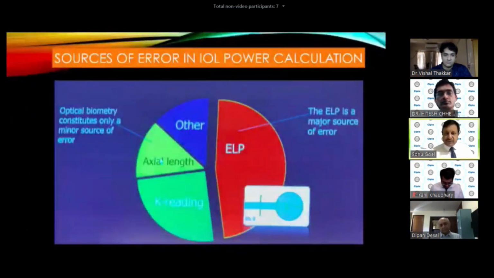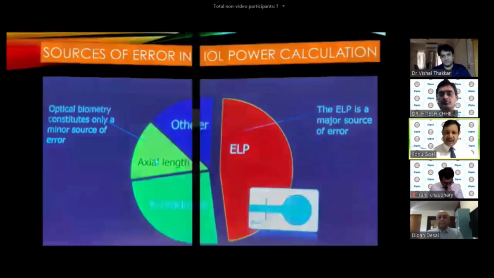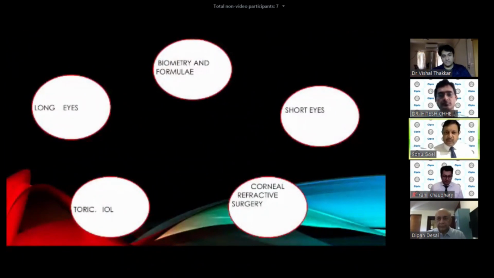The major sources of error in the IOL power calculation, the foremost is the effective lens position. And believe me, this is the major cause of the surprises, the myopic or the hyperopic shift that we encounter in our daily practice. Axial length and keratometry readings then encounter the second and the third place, and there are several different other causes of errors in the IOL power calculation. So I'll quickly take you through a journey of the biometry and the formula, working for the short eyes, the long eyes, the toric IOL power calculation, and the post-corneal refractive surgeries.